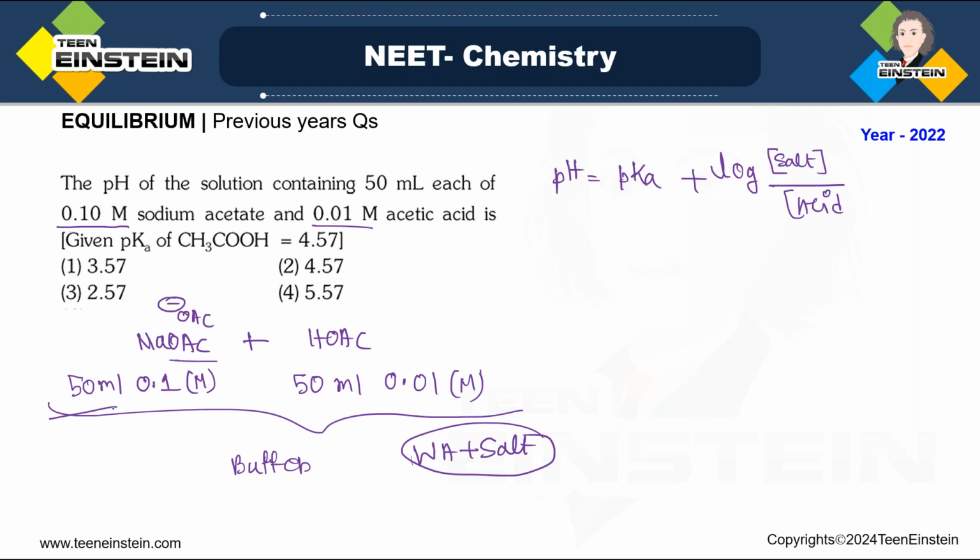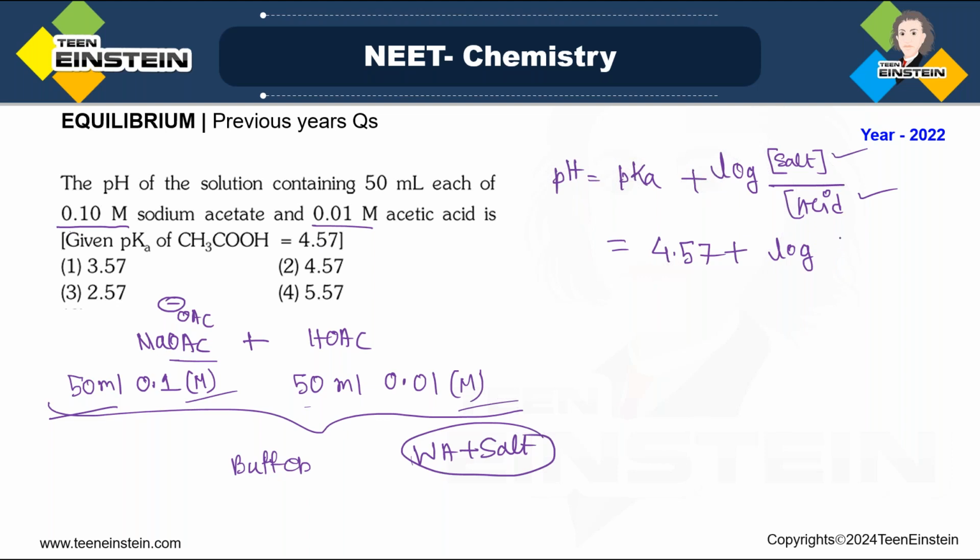Now you can say that it is 50 ml, and when we are mixing it, it is becoming 100 ml. So there will be a dilution, concentration will change. That is true. But even if concentration is changed, it will have same effect for both, and you are taking its ratio. So ultimately it will not matter. So directly you can put the concentration, that is ignoring the dilution.